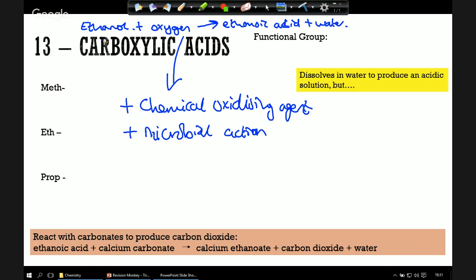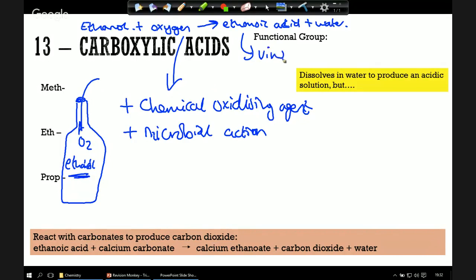Now, this is exactly what happens if you leave wine open, for example. If you leave wine open to the air, leave the bottle off, then ethanol is the main constituent of alcohol. That's something that you need to know for your exam. So ethanol in the wine, if oxygen can get into it and microbes from the air, then that ethanol can turn into ethanoic acid. And this is what's in vinegar. So that is why wine will go off and taste like vinegar, because of the oxygen from the air getting in and turning it into this ethanoic acid, which tastes like vinegar.